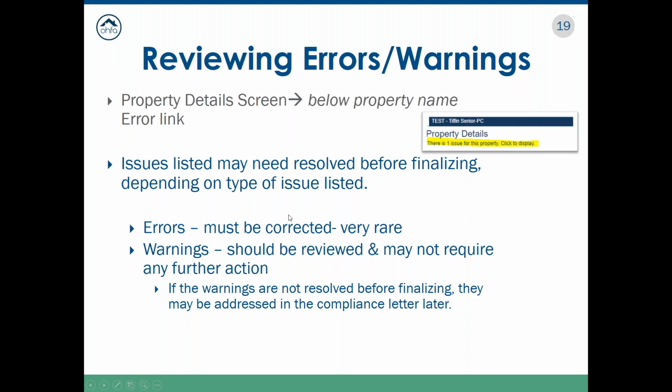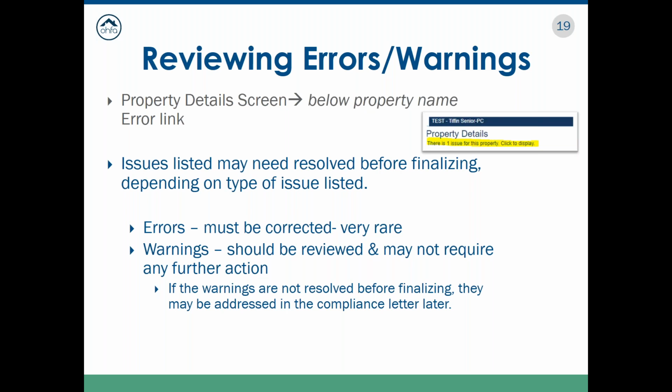All right, so next we're going to talk about reviewing errors and warnings in DevCo. So this is on the property details screen. It's usually below the property name. There's an error link, as you see here in this little screenshot. It's going to list any issues that need to be resolved before finalizing. So if you have actual errors listed, those are very rare these days. I don't think I've seen an actual error in DevCo in years, but hey, anything is possible. This must be corrected before you're able to finalize your tenant data.